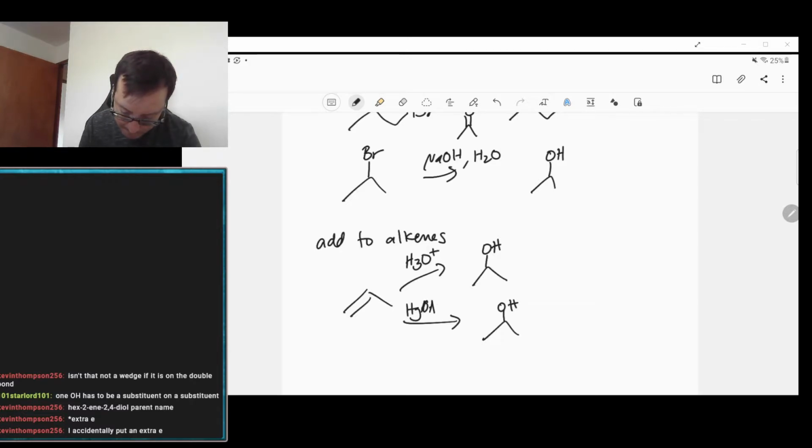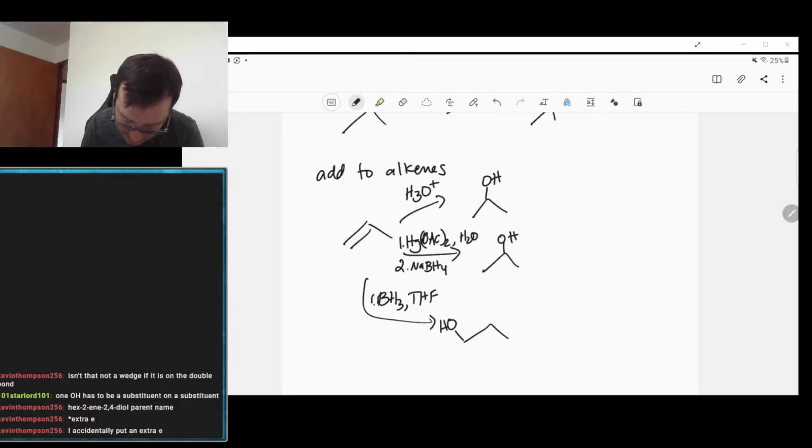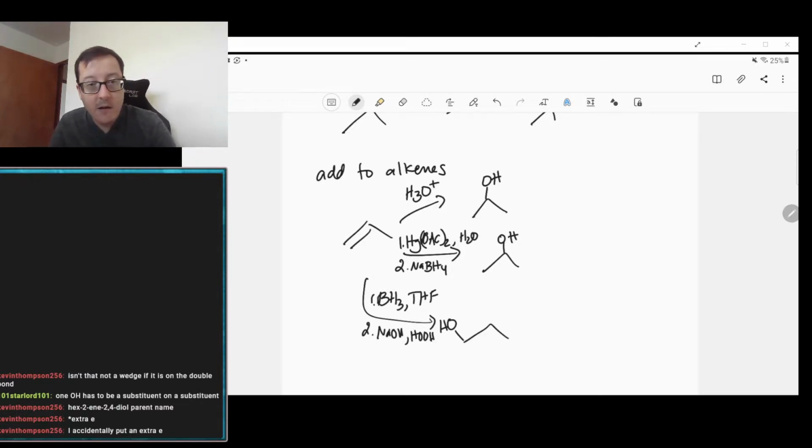We saw that we can do oxymercuration with water, and then demercuration with the sodium borohydride. Or we could do an anti-Markovnikov hydroxylation with BH3, THF, and then second NaOH and peroxide. So we have quite a few ways to make alcohols from alkenes, and that's just to make a single alcohol. We can make multiple alcohols too.